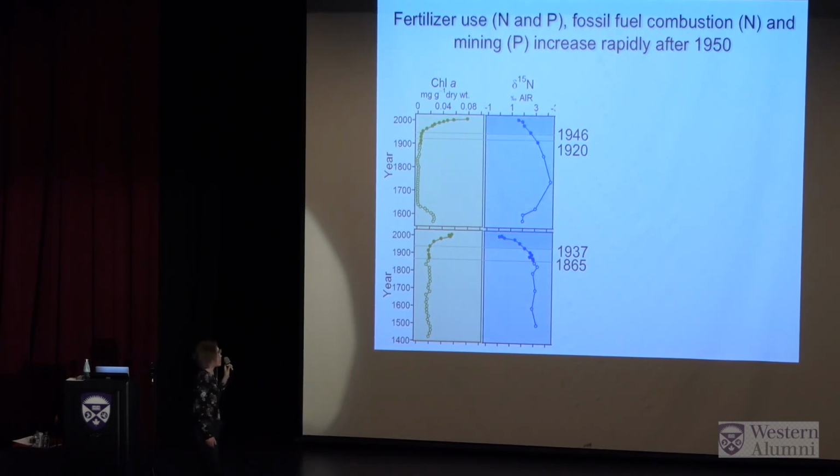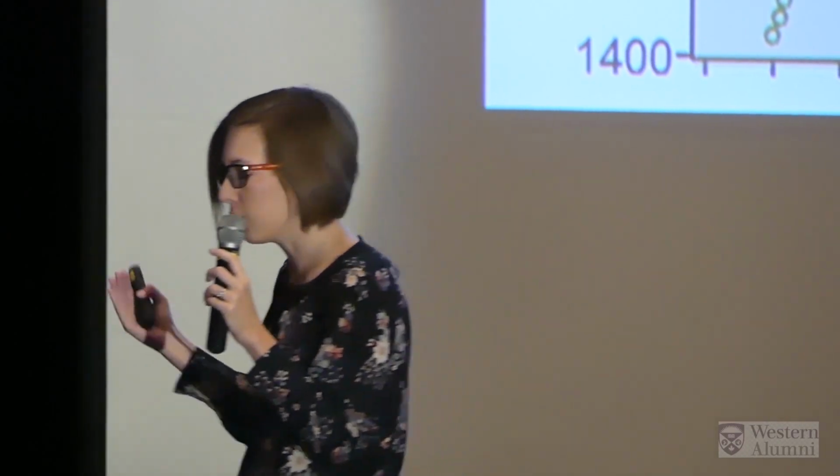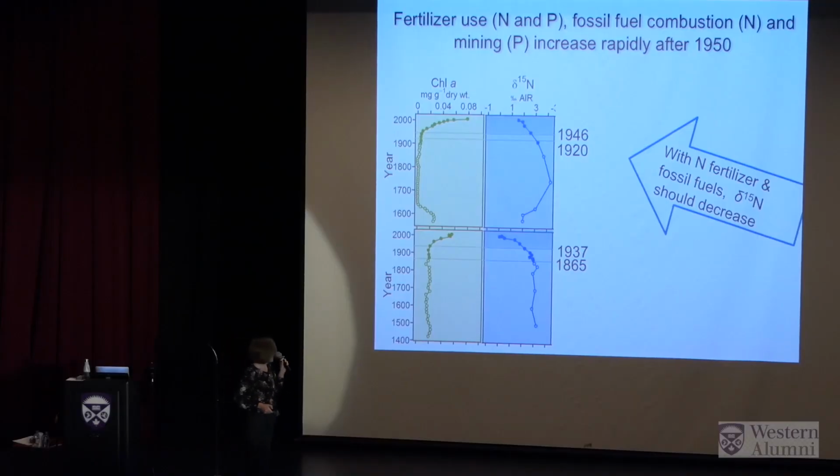What do the nitrogen isotopes say about that? Well, we would expect with nitrogen fertilizer and fossil fuels that nitrogen 15 should decrease. So this isotope value should decrease towards the top of the core. And that's what we see. So it's decreasing, going more negative at the top of the core. We can actually add more and more proxies to support this story, measurements. I'll give you one more example.